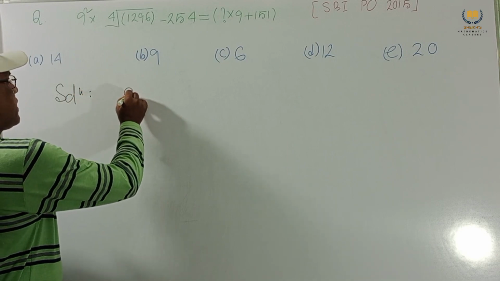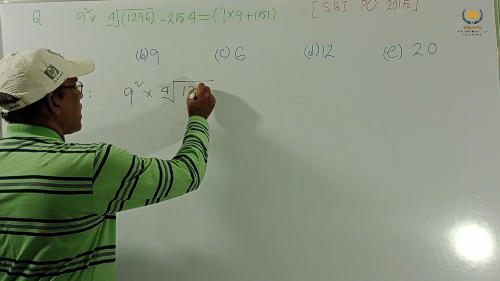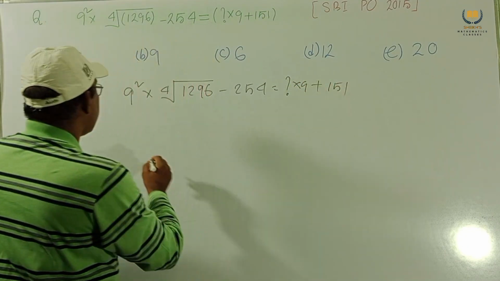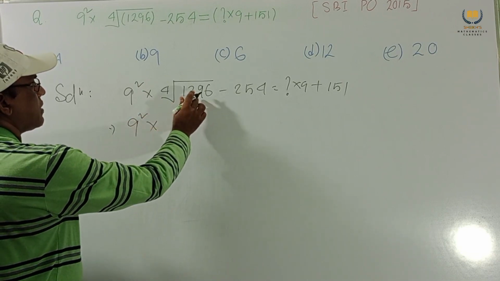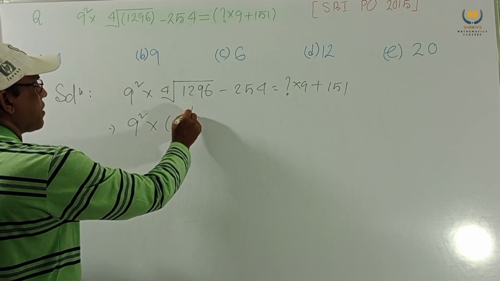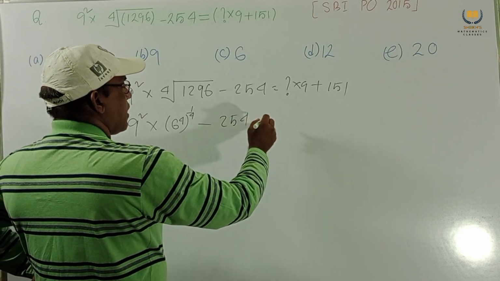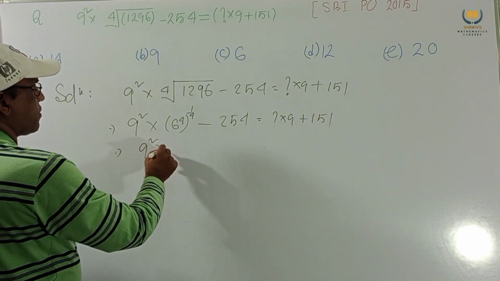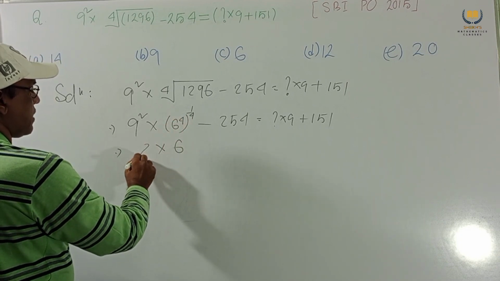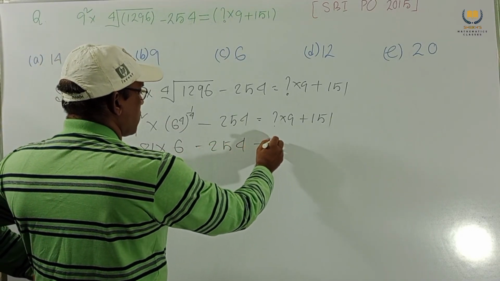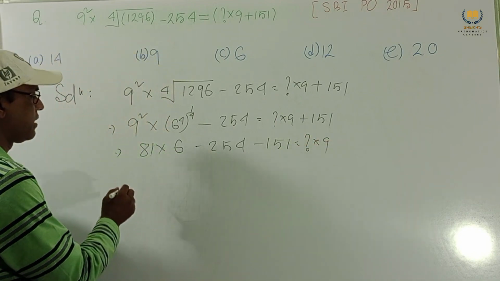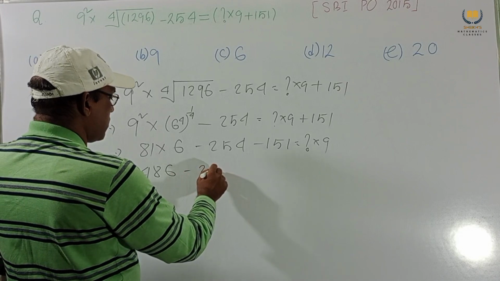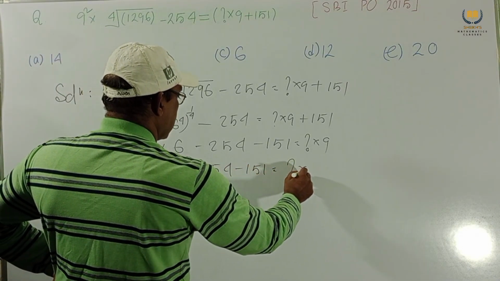The solution is: 9 square into 4th root of 1296 minus 254 equals question mark into 9 plus 151. So this is 9 square into 6 to the power 4, whole to the power 1 by 4, minus 254, equals question mark into 9 plus 151. And this is 9 square into, the 4 cancels, 6. 9 square means 81. So 81 into 6 minus 254 minus 151 equals question mark into 9. So this is 486 minus 254 minus 151, which is question mark into 9.